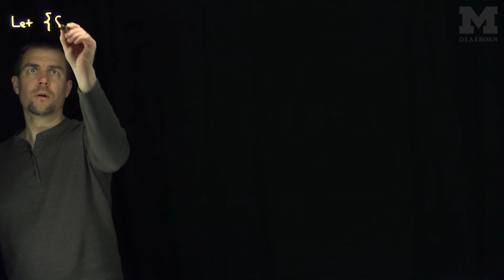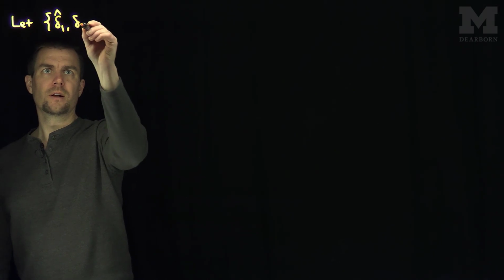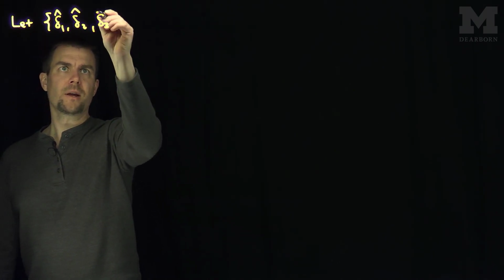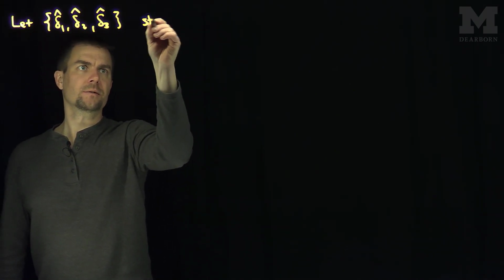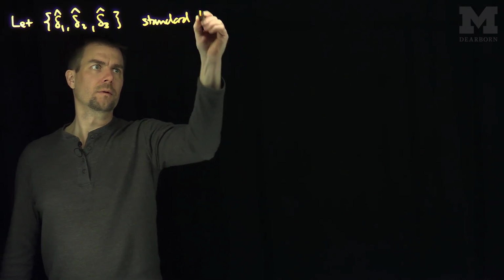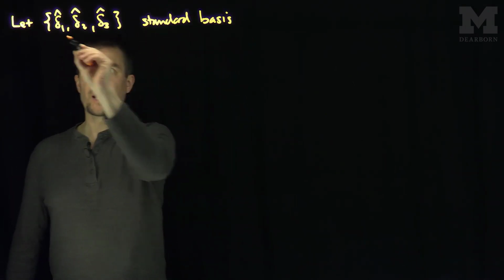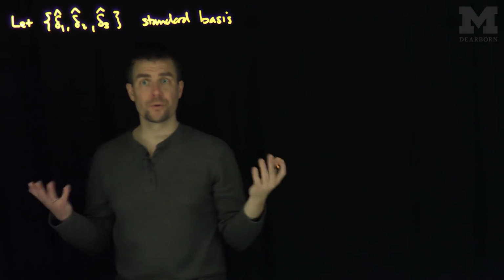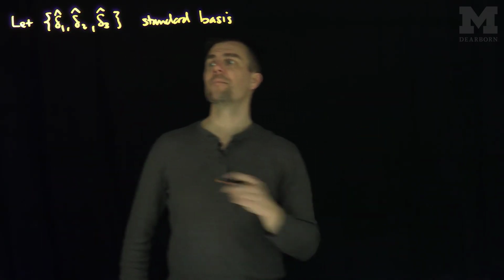Hello students, in this video we begin our discussion of vector identities using the del operator and the Kronecker basis. So let's let delta hat 1, delta hat 2, delta hat 3 be the standard basis. They're just i, j, and k, but we use 1, 2, and 3 as indices for convenience, right?